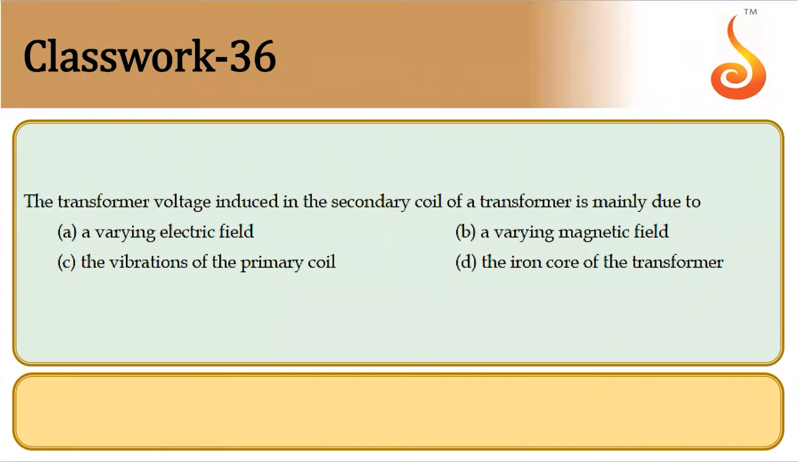See, a transformer works on the principle of mutual induction. In mutual induction, there will be two coils, primary and secondary. Varying current in the primary coil induces current in the secondary. Varying current in the primary produces a time varying magnetic field that produces EMF. So the induced current is due to varying magnetic field produced by the primary. So it should be option B.